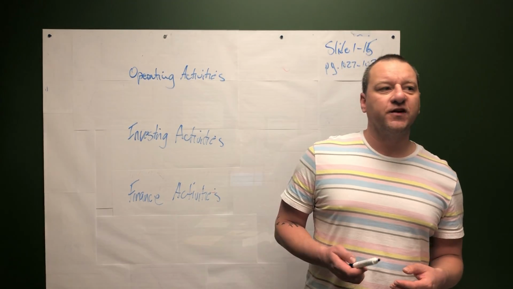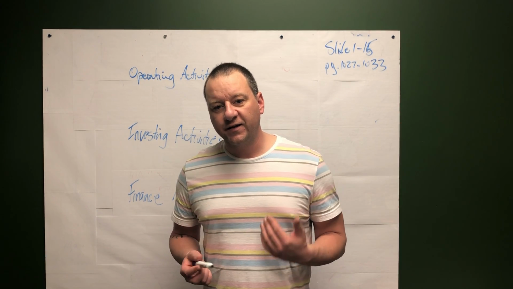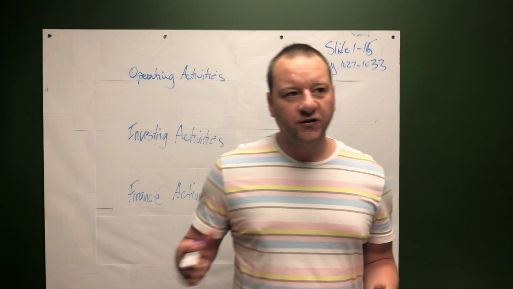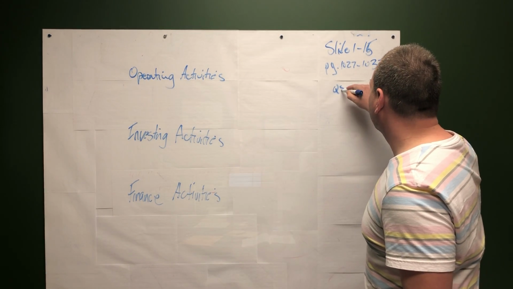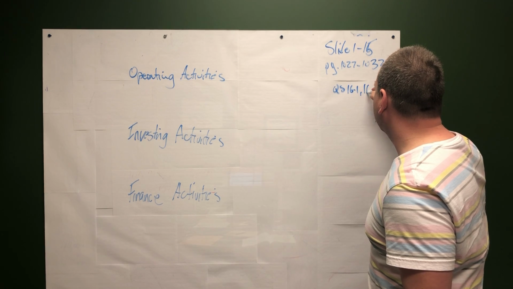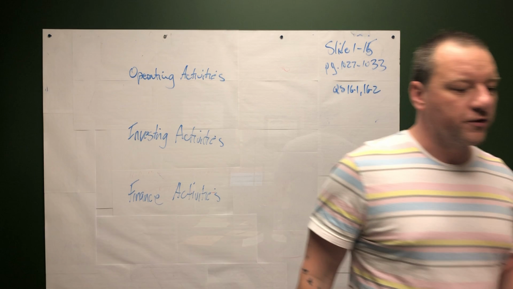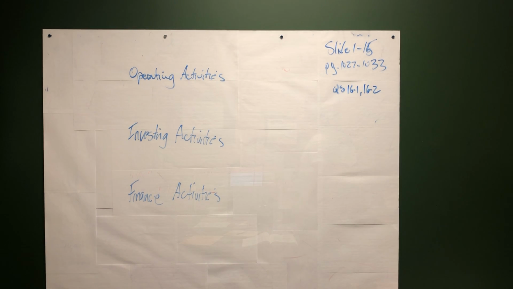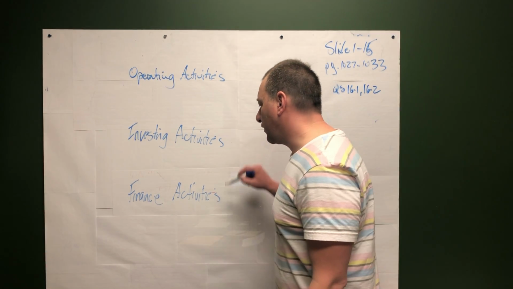Today's class is just to get us used to what an operating activity is. The reason I've assigned QS 16.1 and 16.2 is because the question there is asking you, there's going to be all these different scenarios. You have to determine what type of activity that is. Is it operating, investing, or finance?